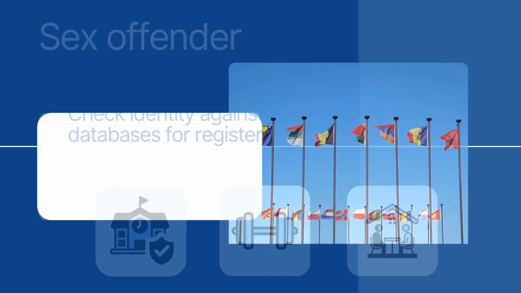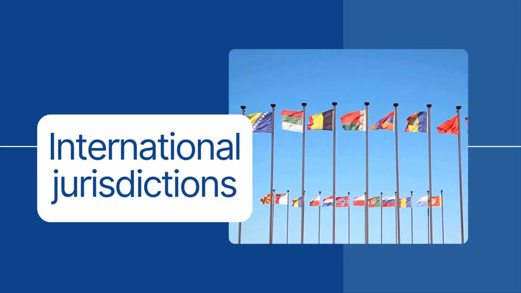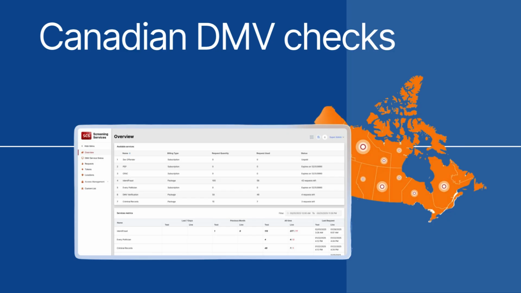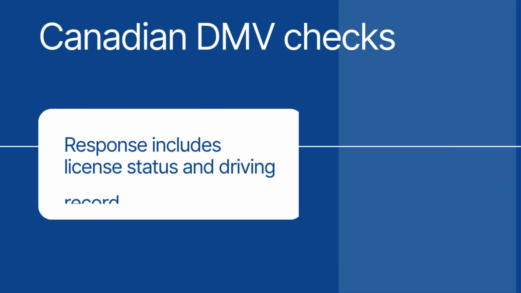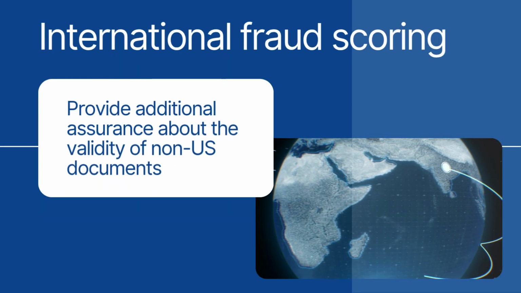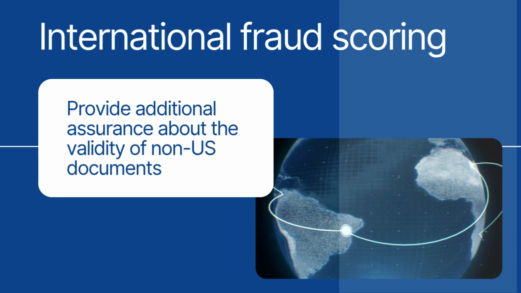We offer several checks on non-US IDs, which can enhance your confidence when verifying identities from around the globe. Canadian DMV checks work similarly to their US counterpart. However, they return an enhanced response that includes the individual's license status and driving record. Our international fraud scoring checks can provide additional assurance about the validity of non-US documents.